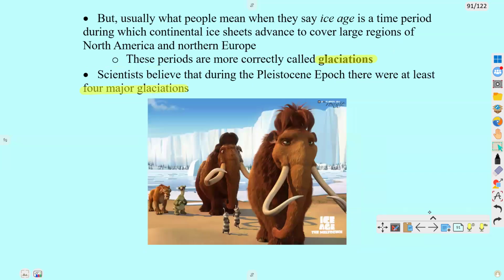However, usually when people talk about an ice age, we're talking about when continental ice sheets are advancing to cover very large regions of North America and Northern Europe. So we would more accurately want to call this glaciations as opposed to an ice age. But anyways, during the Pleistocene epoch, we believe that there were about four major glaciation periods that happened.